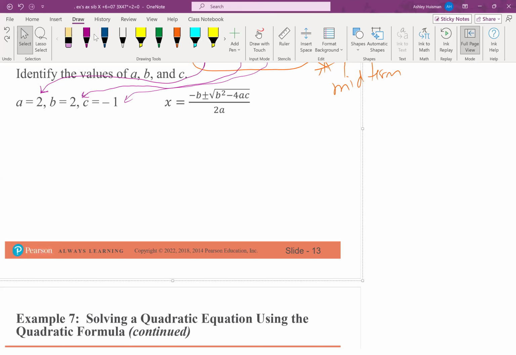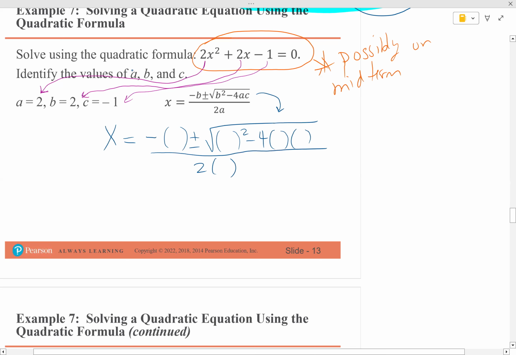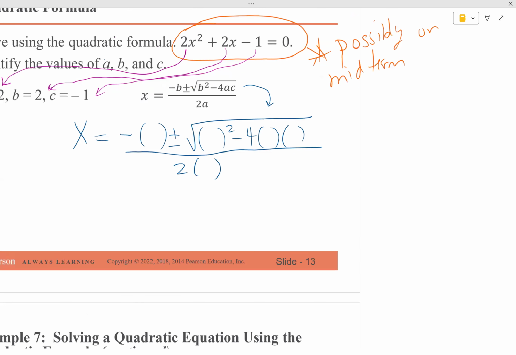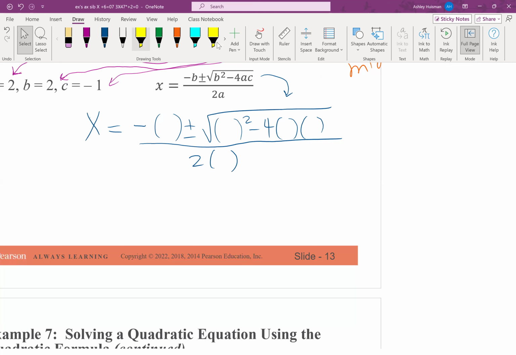For me, it helps to write the skeleton of the quadratic formula. X is equal to negative something plus or minus the square root of something squared minus 4 times something else, that's A times C, over 2 times A. It helps me to rewrite the quadratic formula, but leaving empty parentheses where there were A's, B's, and or C's. And then I'll fill them in.